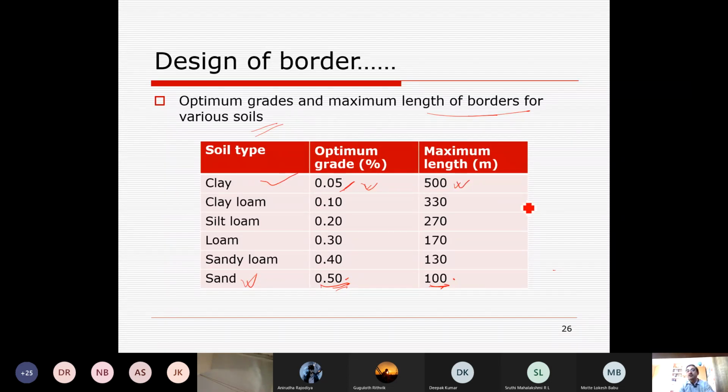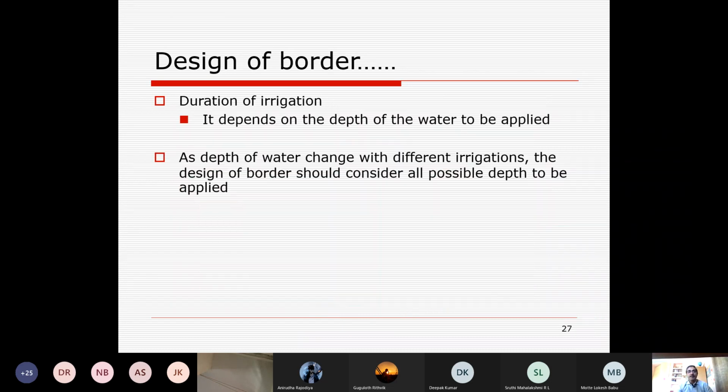The reason being, it's the opportunity time we are looking at, which is uniform everywhere. And that's why we are adjusting these two, slope and length, so that for a given discharge stream condition, it is supplying water which is uniform everywhere in the field.